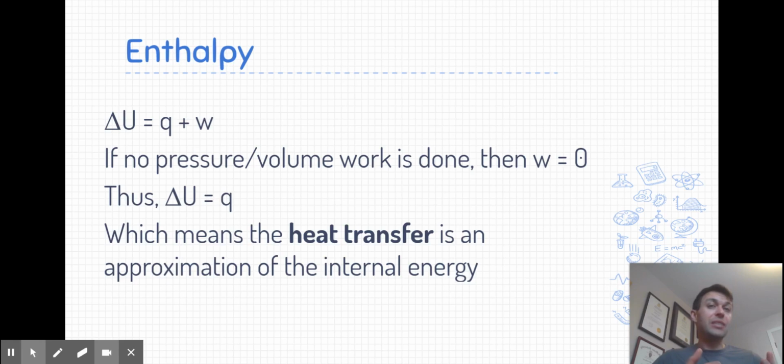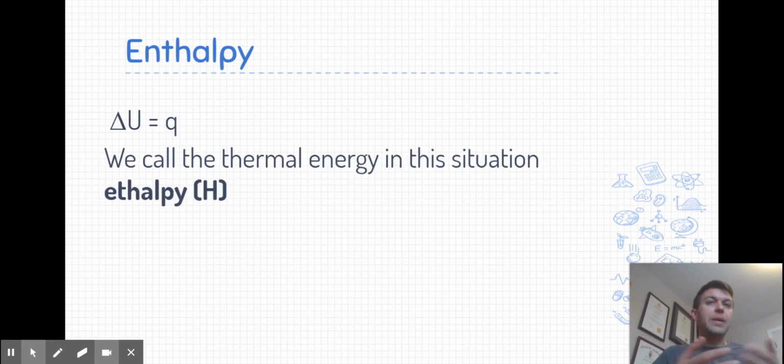We can measure a heat transfer by knowing the mass of the substance, its specific heat capacity, and measuring a temperature change. So those are all things that are, in the grand scheme of things, fairly easy to do. And if we can measure the heat transfer and there's no work done, that heat transfer gives us an approximation of the internal energy change that's happening during a chemical reaction. In this special case, where we can approximate the internal energy by Q, we refer to the thermal energy in this specific situation as the enthalpy.